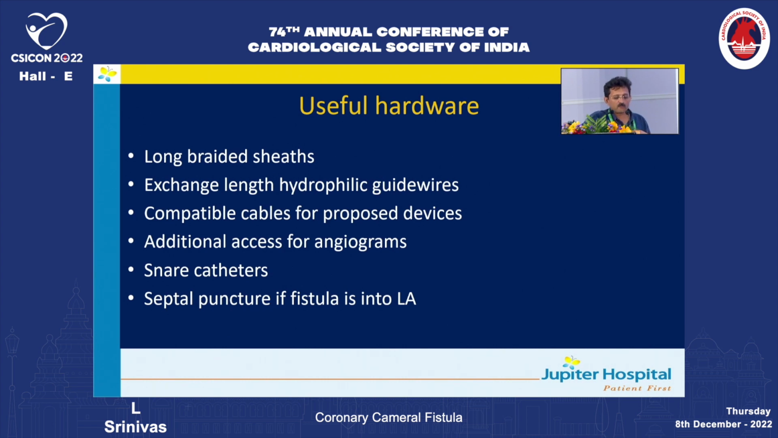So about hardware, always have enough long braided sheaths, especially if the patient is older. You need to reach from the femoral artery till the fistula straight. So you need long braided sheaths because these sheaths can bend if they are non-braided. So have exchange length hydrophilic guide wires, whether you snare it or not, because these wires are least traumatic.